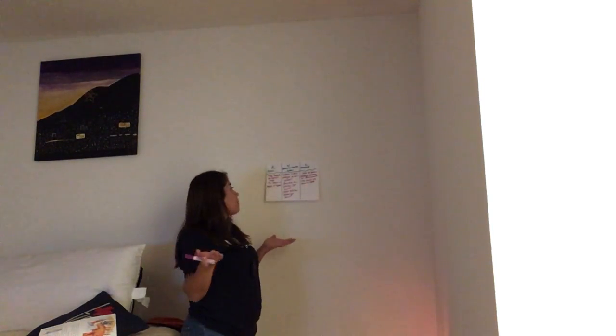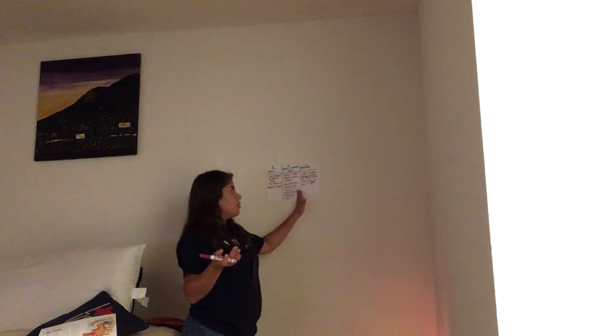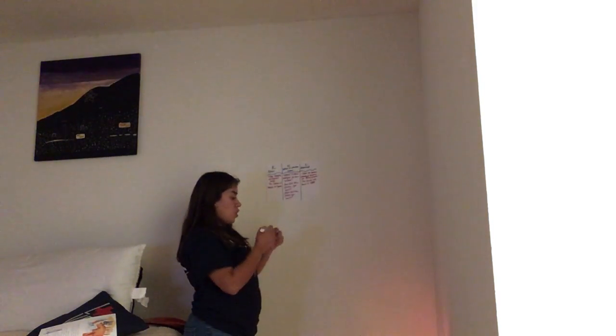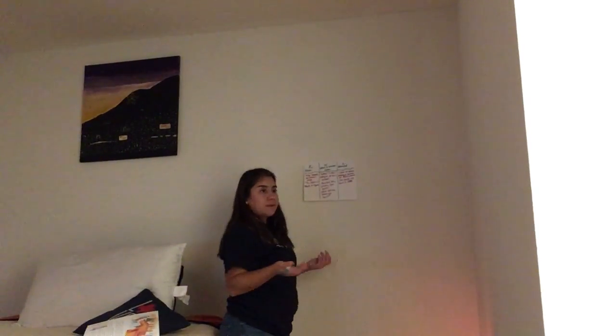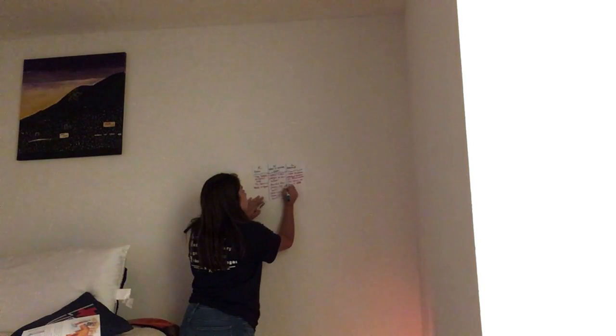And now look at this. Look what we have done. So we have our K, which is what we know, what we want to know is a W, and the L is what we learned. And now we have learned something from what we want to know. So I'm going to circle that, and I'm going to take it out because we already learned it. We already answered one of our questions. So we said, when did the statue get built? And we already answered it here. So this one's good to go.